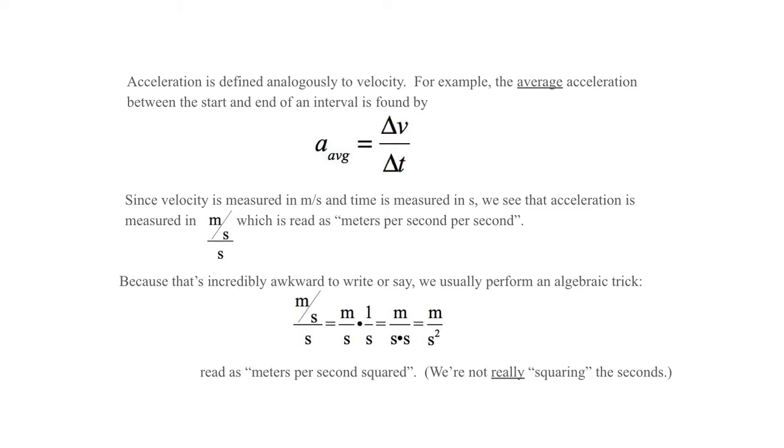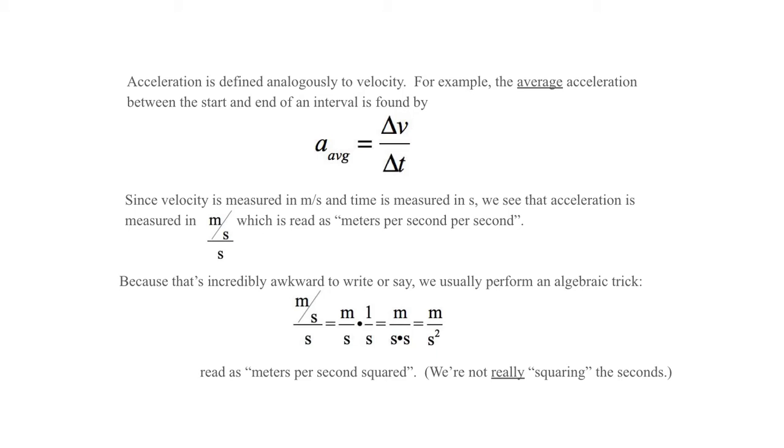For example, the average acceleration between the start and end of an interval is found by a sub average is delta v over delta t. Right? It's the change in velocity over the duration of the motion. Since velocity is measured in meters per second and time is measured in seconds, we see that acceleration is measured in meters per second, meters per second over second, which is read as meters per second per second.